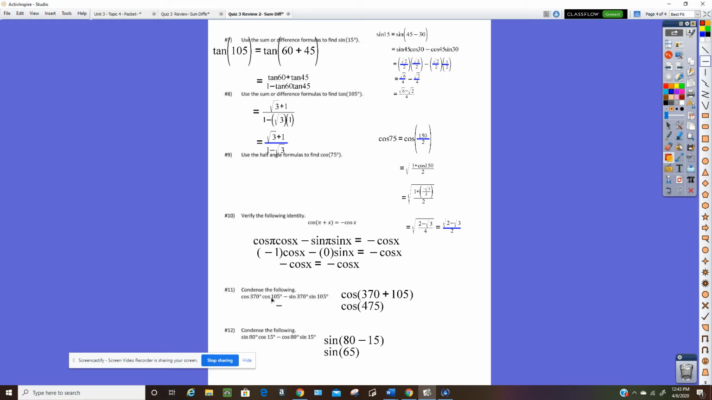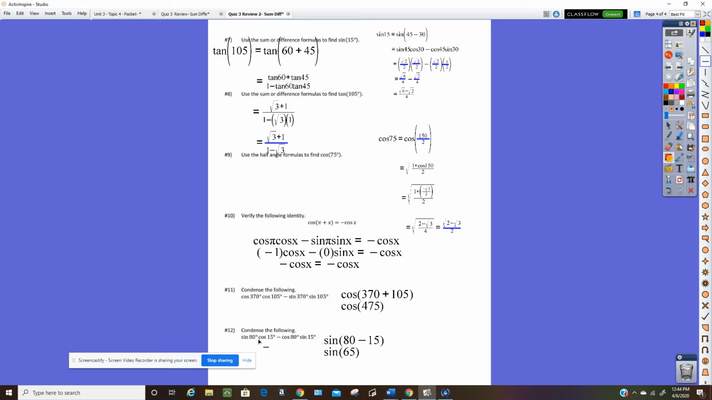So for the difference identity for cosine, means you're going to add these two together. So 370 plus 105 is 475. You could simplify. It's 475. You can just leave it like that. So in order to simplify it, you'd have to subtract 360 from there, and you'd end up with cosine of 115 if you did that.